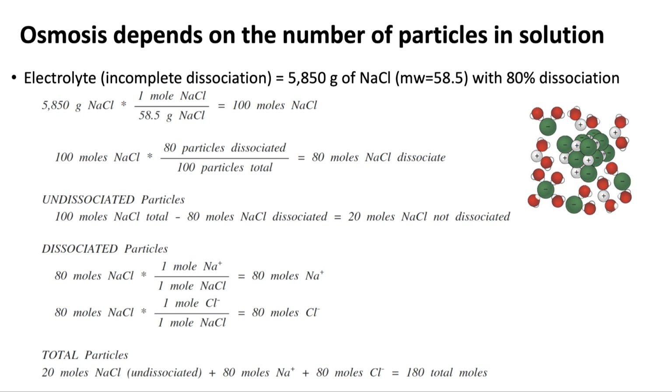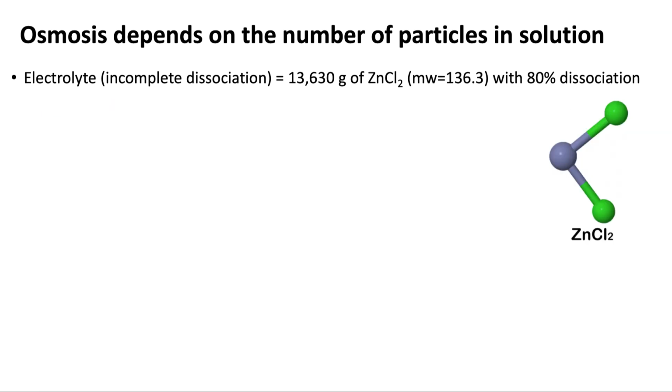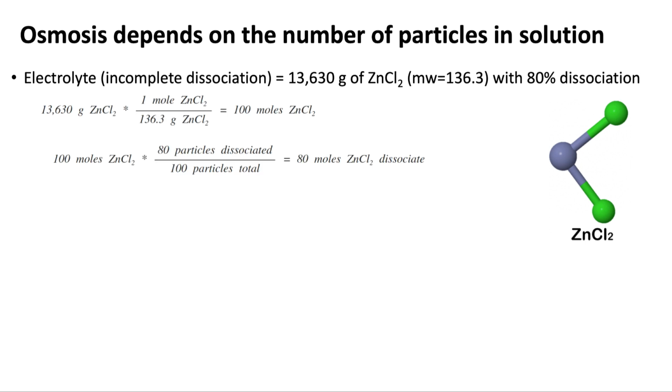All right. Now, let's do the same process, but with one more step of complication. Instead of sodium chloride, we'll do the same calculation of the number of particles in solution when you have 80% dissociation, but with zinc chloride. The bigger difference is not only that the molecular weight is different, but the molecular composition is different, because in zinc chloride, while we have 1 zinc, now we actually have 2 chloride molecules. So let's see how that changes all of this. It's the same exact process, though. We are starting with 13,630 grams of zinc.